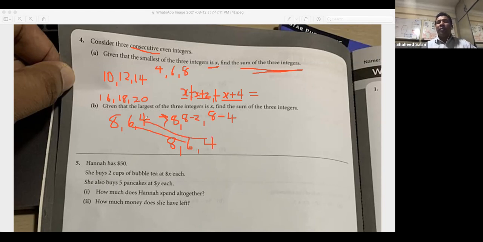So now, let's say you are told that the largest number is x. No problem. What's the next number? X minus 2. What's the number after that? X minus 4. That's what you do just down here. You see? X minus 2, X minus 4.